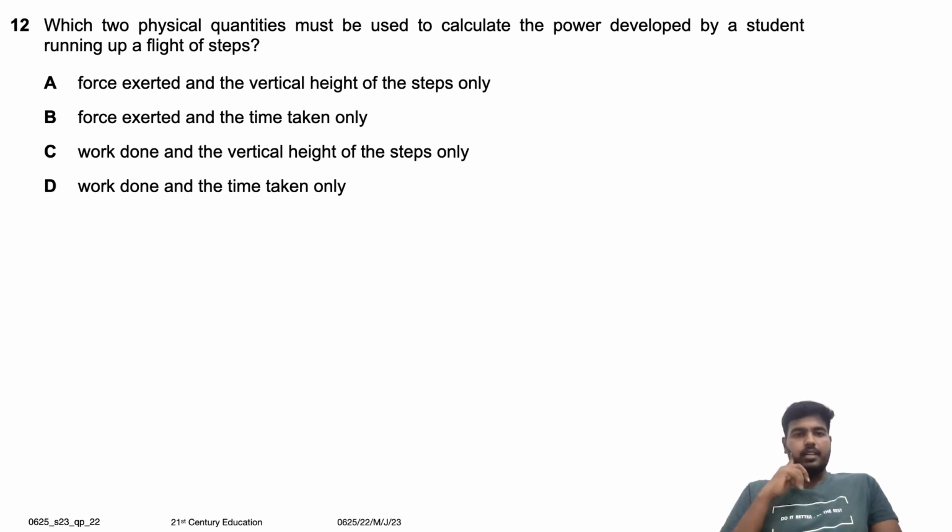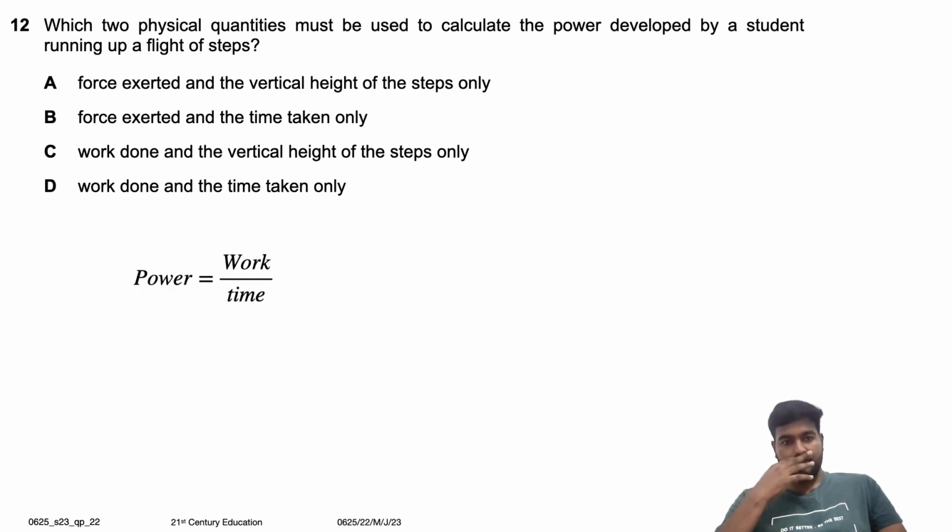Which two physical quantities must be used to calculate the power developed by a student running up a flight of stairs? Okay, what is power? Work by time. So the work done and the time taken only.